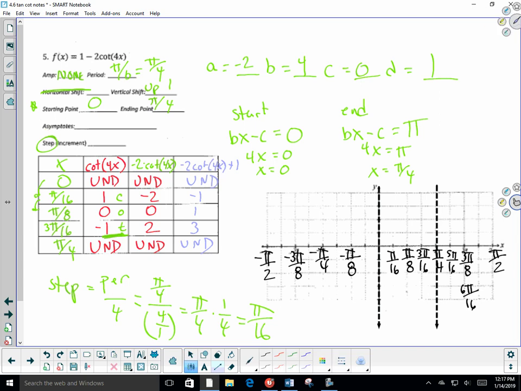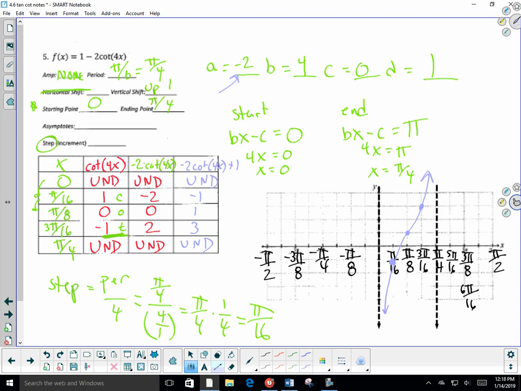At pi over 16, I should have a point at negative 1, so it's right around there. At pi over 8, it should be a positive 1. And at 3 pi over 16, it should be positive 3. So I'm going to fill in that cotangent squiggle. And you might be like, wait, I thought cotangent was like a decreasing squiggle. This squiggle is increasing. Well, remember, that's because we had a reflection over the x-axis because our a value was negative. It reflected over the x-axis.